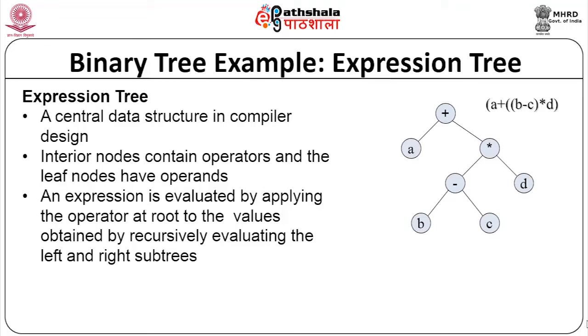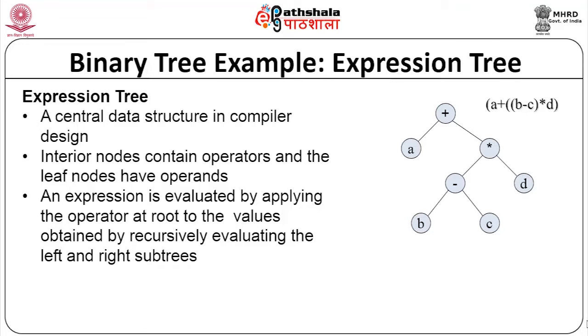So, this is a central data structure in any compiler design. Interior nodes will always contain operators and the leaf nodes will contain the operands. This is the way the expression tree will be defined. This is an example of a binary tree. The expression tree is evaluated by applying the operator at the root to the values obtained by recursively evaluating the left and right subtrees.